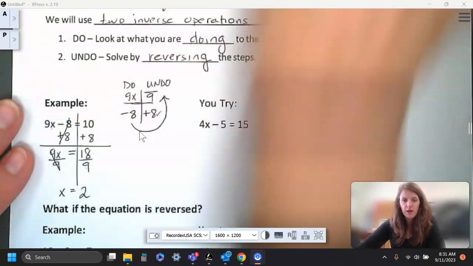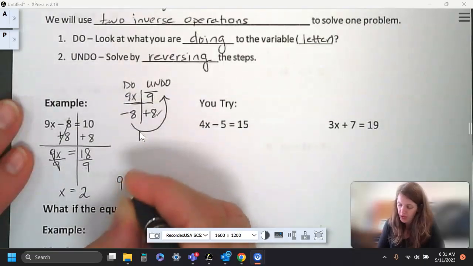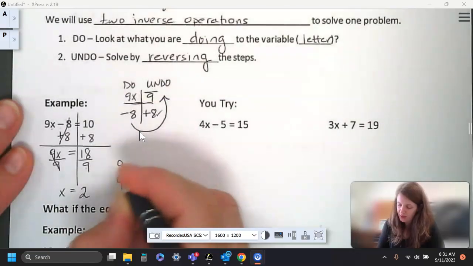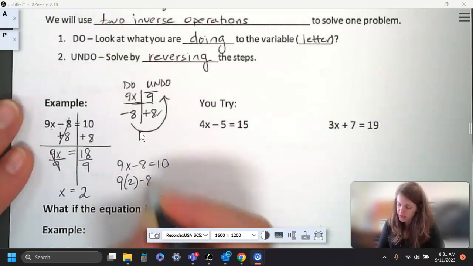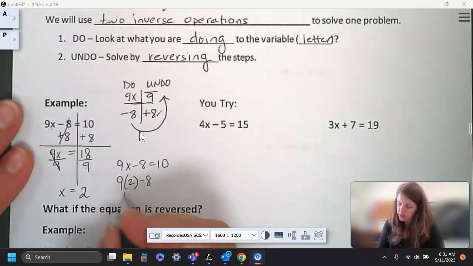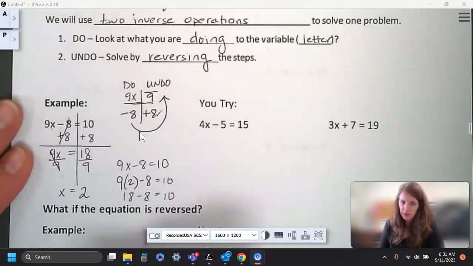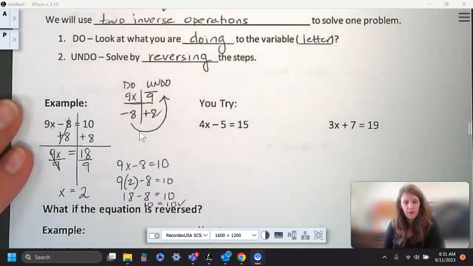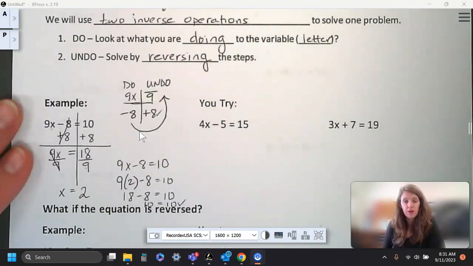Okay, so my answer here is 2, and if I wanted to check it, I would do 9 times 2, because 2 is my x. I'm putting it back in. I have 9x minus 8 equals 10. Well, 9 times 2 minus 8, 9 times 2 is 18, minus 8 should equal 10. Well, does 18 minus 8 equal 10? Yes, 10 equals 10. I got the right answer, right? If I plug back in my 2 where my x was, that gives me the correct answer.